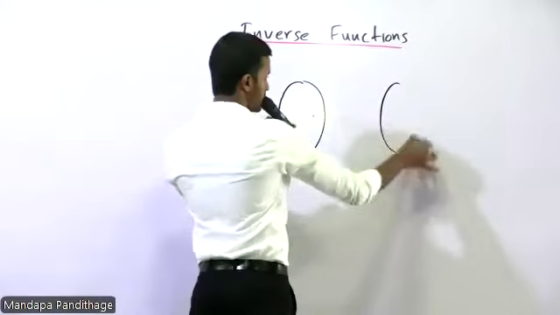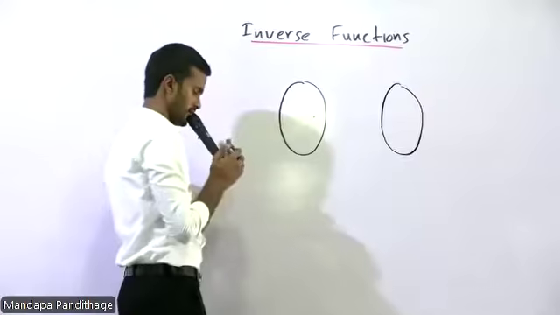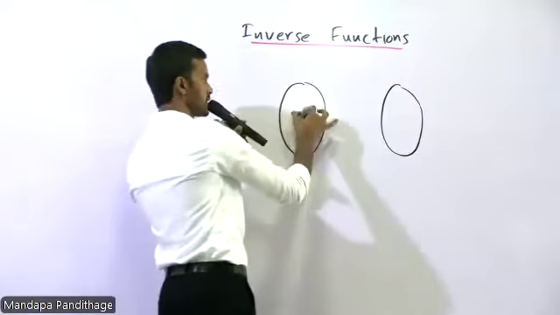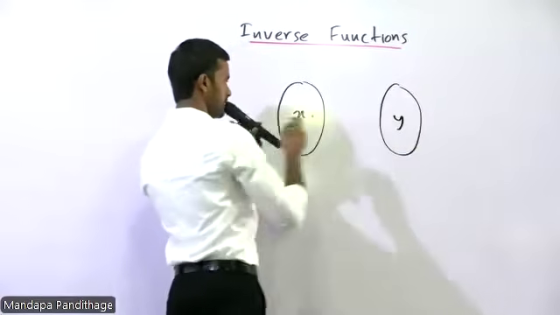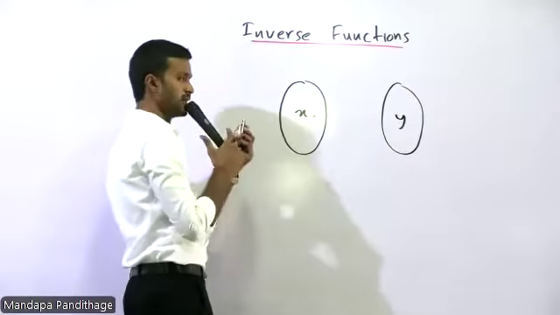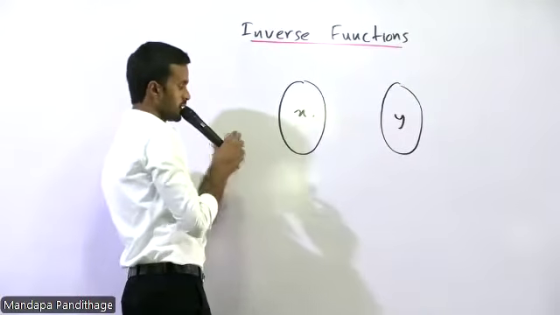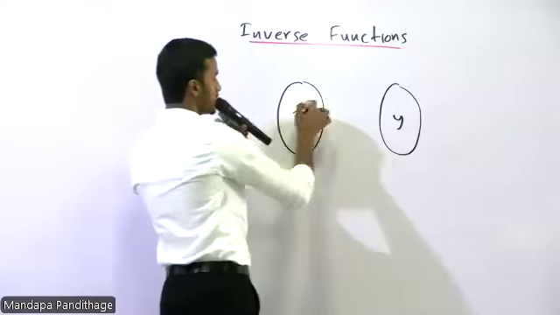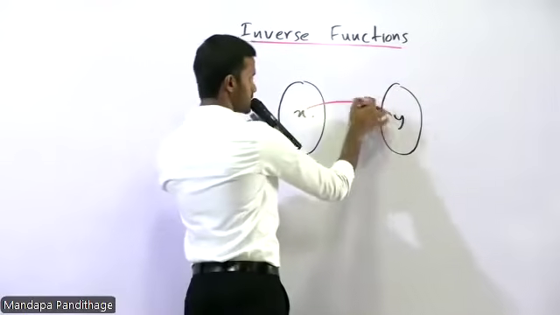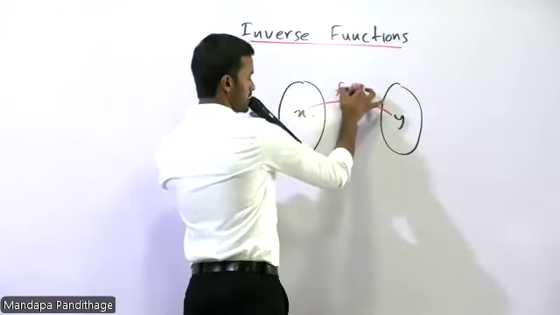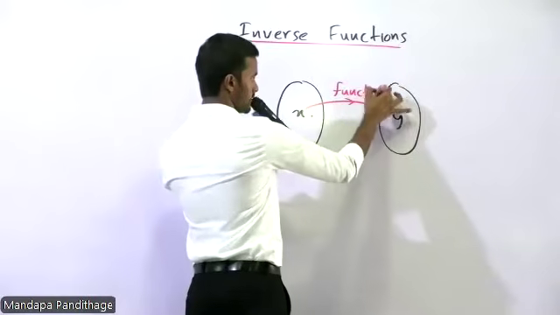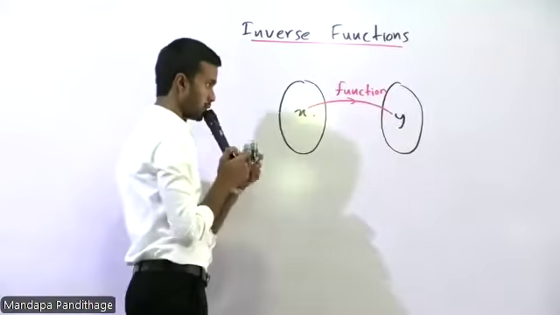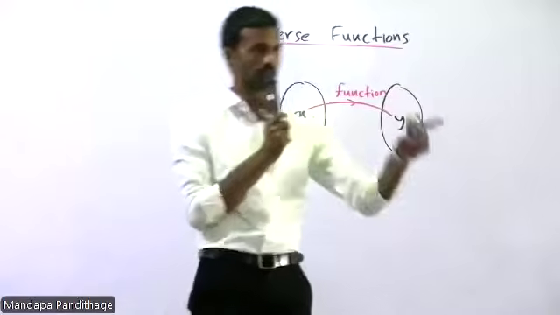Now, let's say we are having an independent variable x and we are having the dependent variable or the image y. So the mathematical rule that connects x to y is called the function. So I told you what is a function. Function is the mathematical rule that connects x to y.